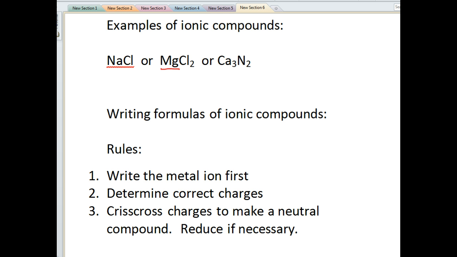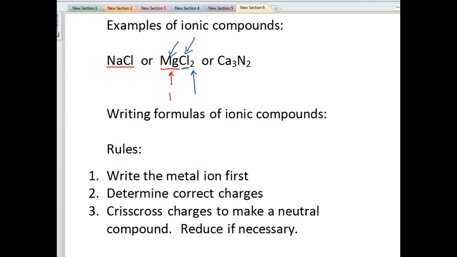Right here we've got magnesium, just one magnesium. And then we've got some chlorine, and it looks like we have two chlorines per one magnesium in this compound. We'll talk about why that occurs later. Again, it has a metal at the beginning, and it's got a nonmetal, so this is probably an ionic compound, and it is.